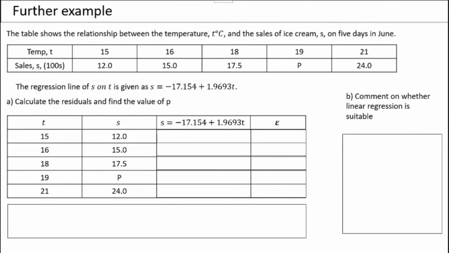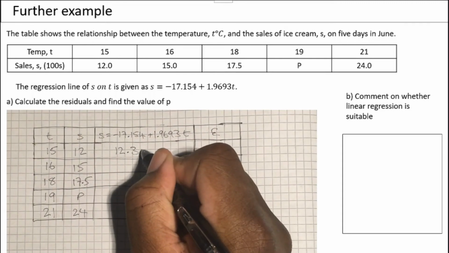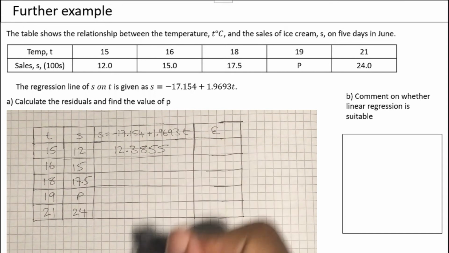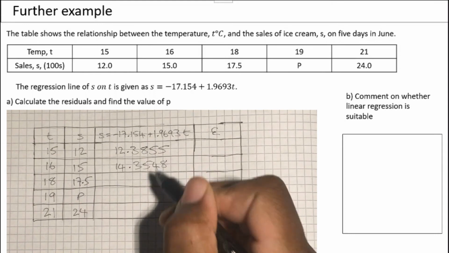Okay, let's throw in a little bit of problem solving with calculating these residuals. So here we've been given some data. We know all of the temperatures, but not all of the sales. One of them is in terms of P. And we've been asked to try and find out what P is.